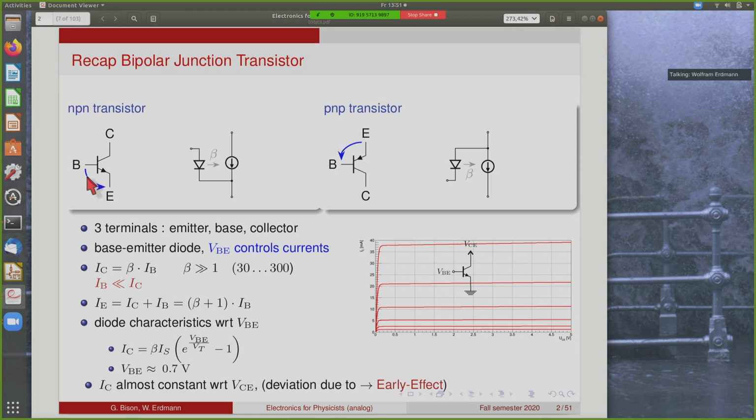The other interesting part is that the collector current as a function of the collector emitter voltage is roughly constant. This is shown here. If you look at the collector current for constant base current or constant base emitter voltage, it changes only very little as a function of the collector emitter voltage. There is a small deviation due to the Early effect.